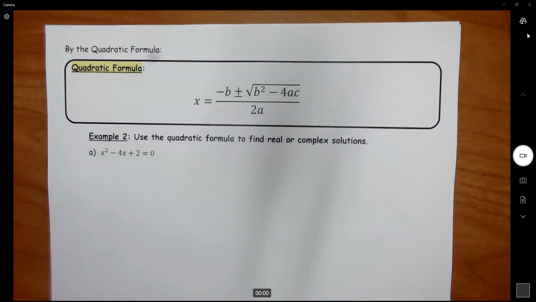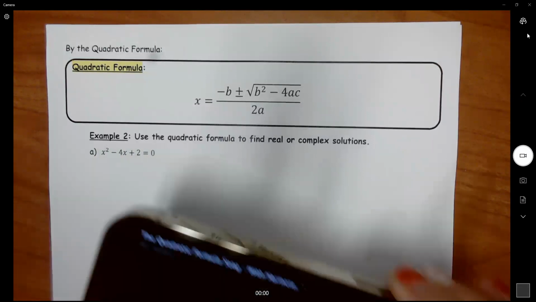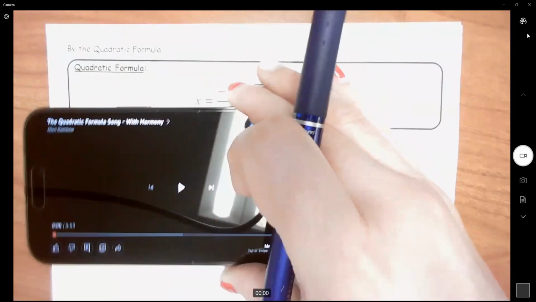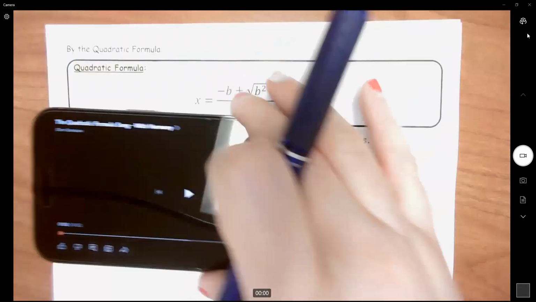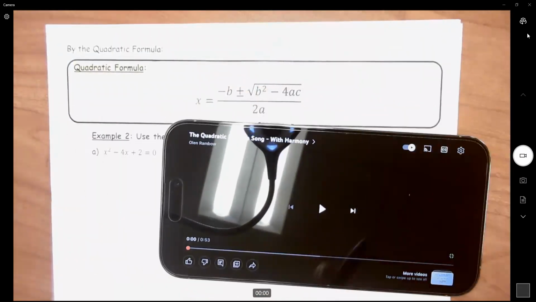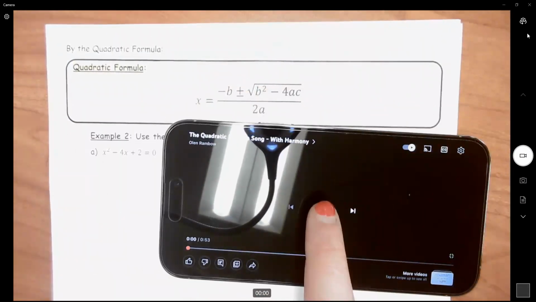In the rare chance that you have to have this memorized, there is a song here. It goes to Pop Goes the Weasel. And so I'm just going to play it real quick.